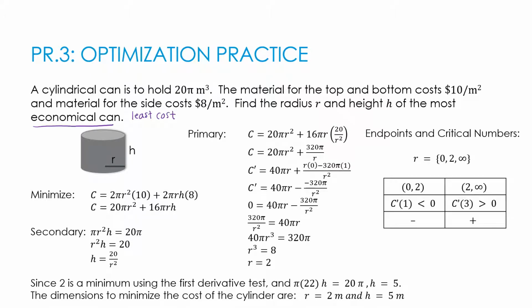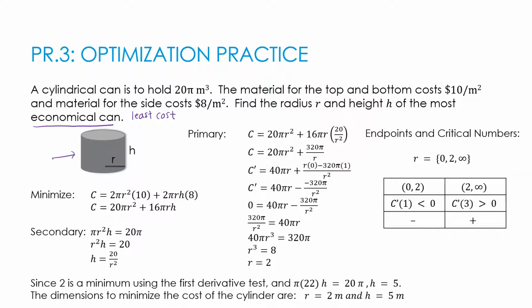So this is a picture of a cylinder, radius, height, etc. What am I trying to minimize? Well, I'm taking 2 pi r squared, so that's the top and the bottom, because there's 2 of them.